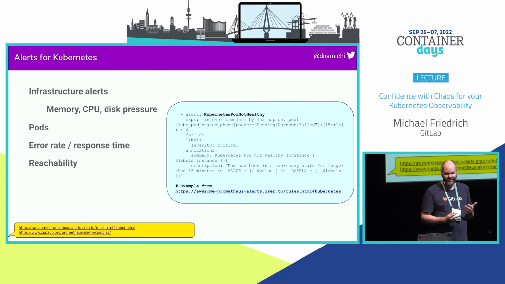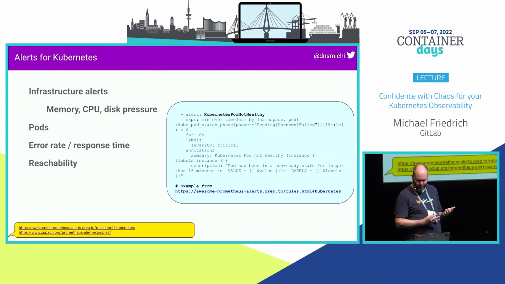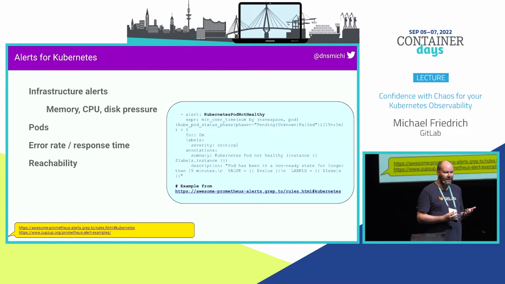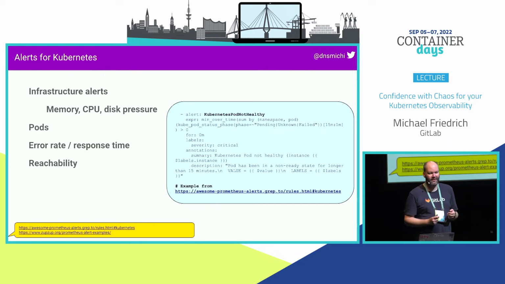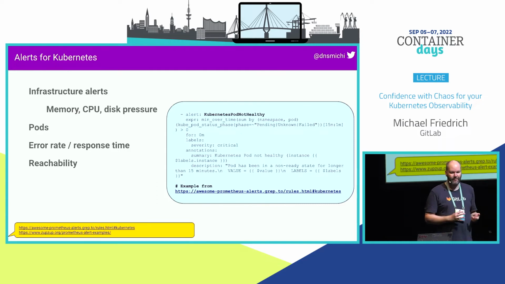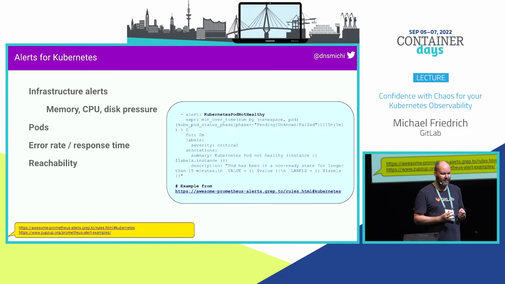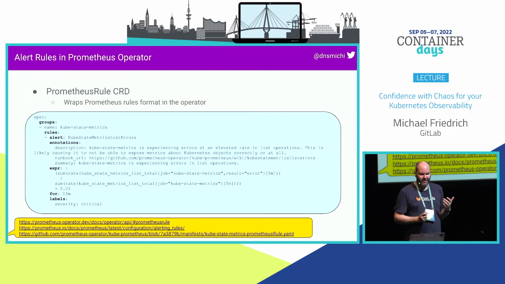Now, for Kubernetes, there are some alerts defined by default by the Prometheus operator. I've also found a website called awesome-prometheus-alerts.grep.to, which has many more best practices, and you can easily copy-paste them. You should inspect what you really need, but it can be helpful to define infrastructure alerts for memory, CPU, and even disk pressure, ports, error rates, and also reachability, for example. This is a lot to understand and to know.